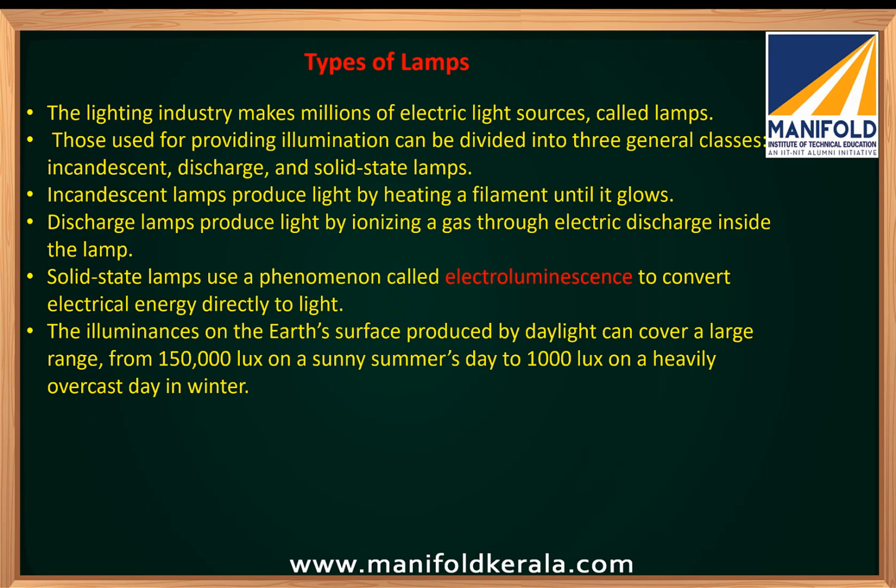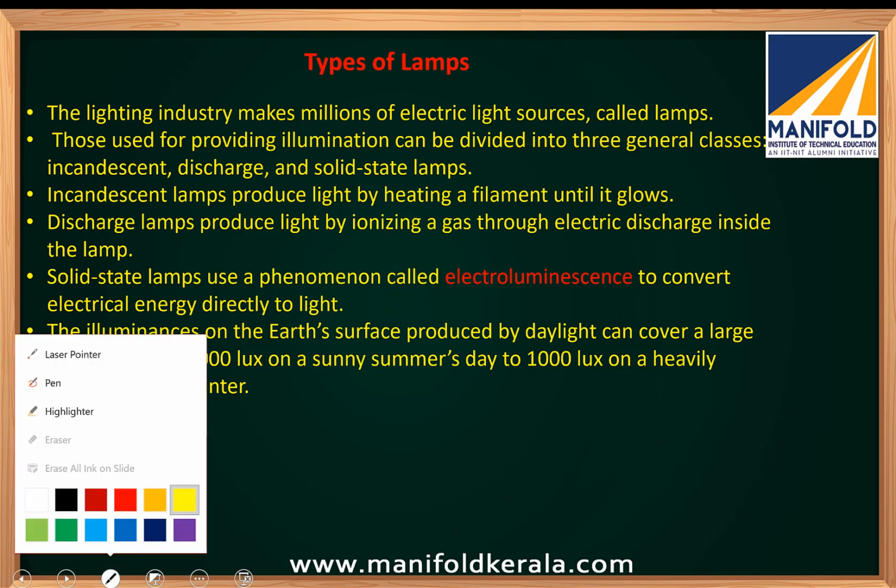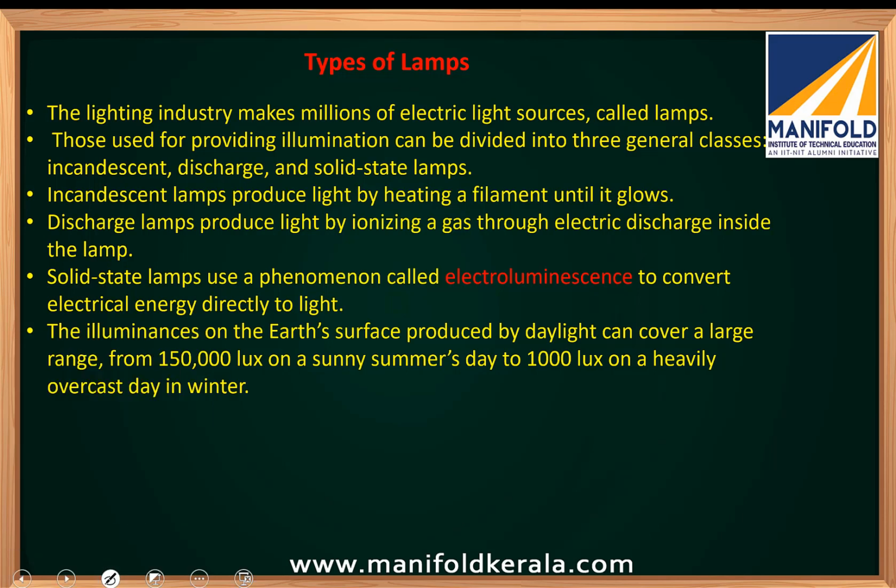Now let us discuss the next topic, types of lamps. The lighting industry makes millions and millions of lamps every year, artificial lighting sources called lamps. They are used for providing illumination, and basically the lamps can be broadly classified into three types. They are incandescent lamps, discharge lamps, and solid state lamps.